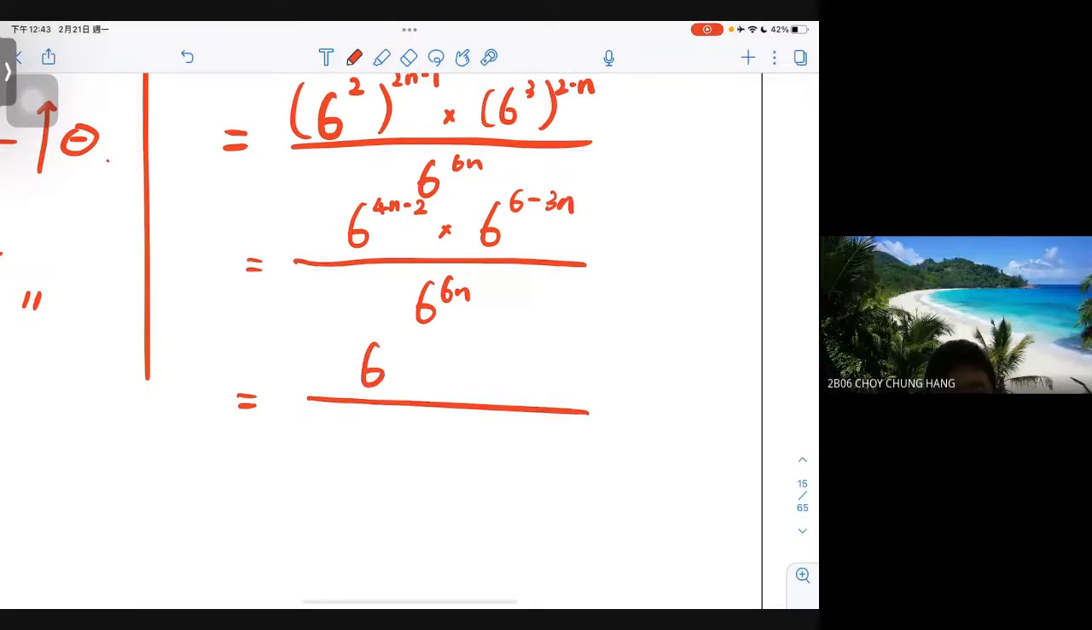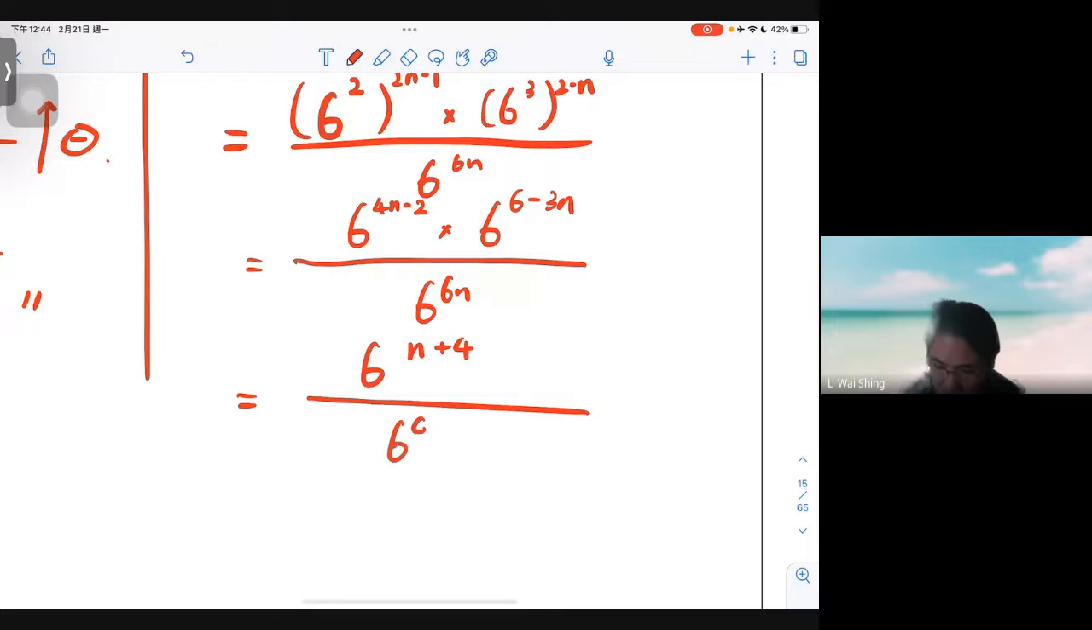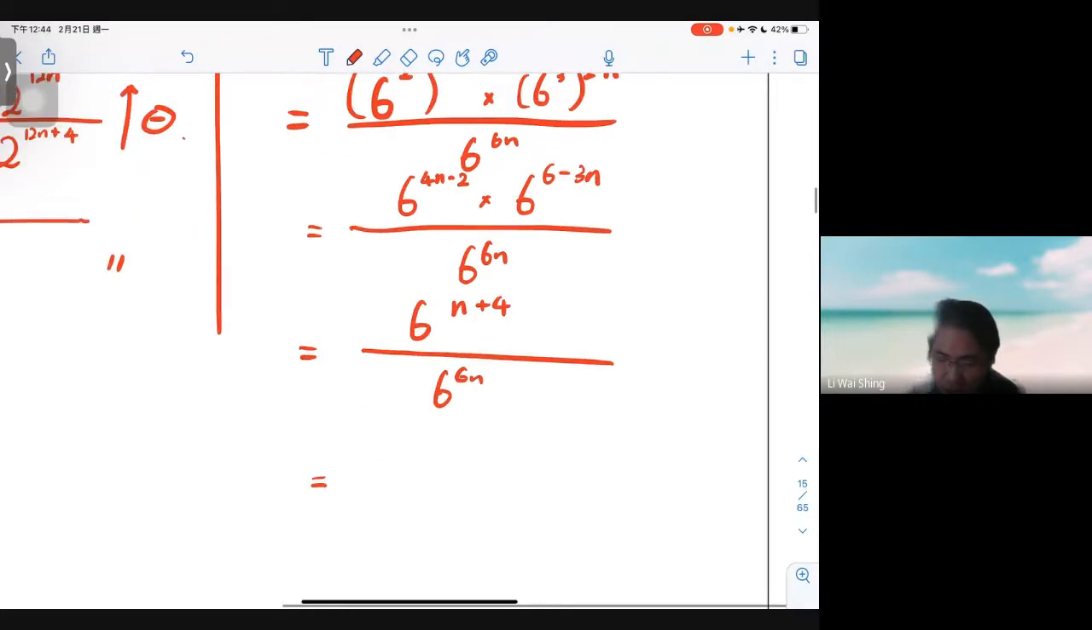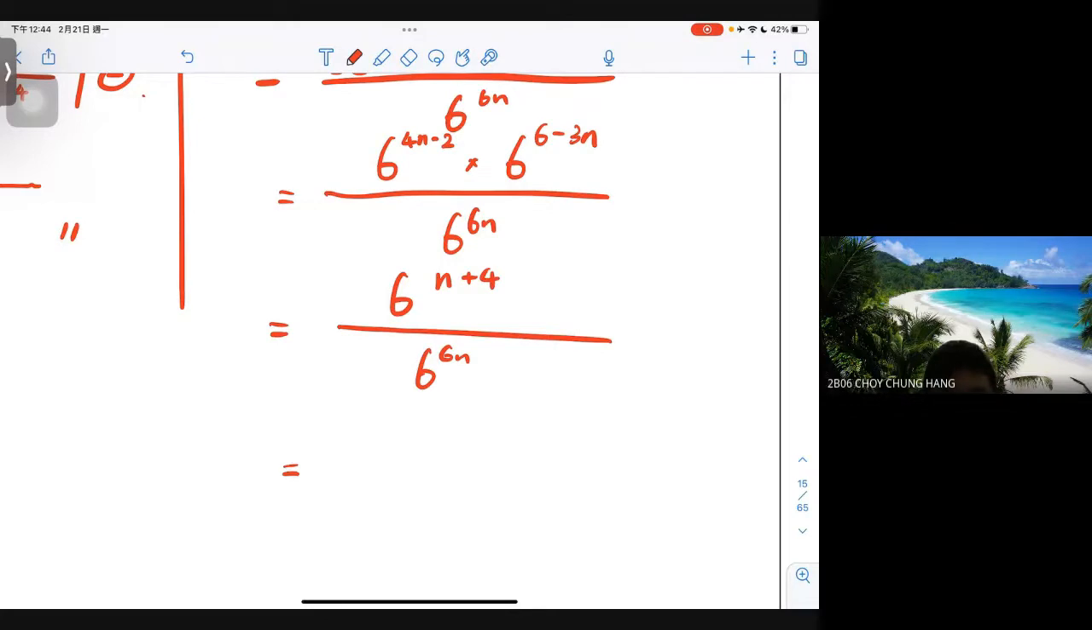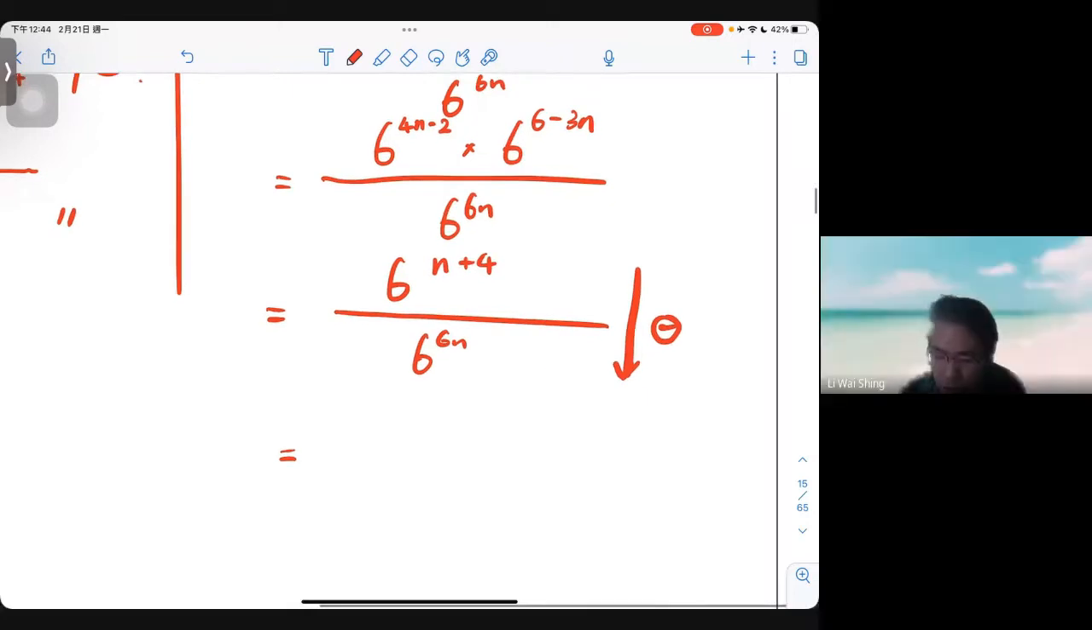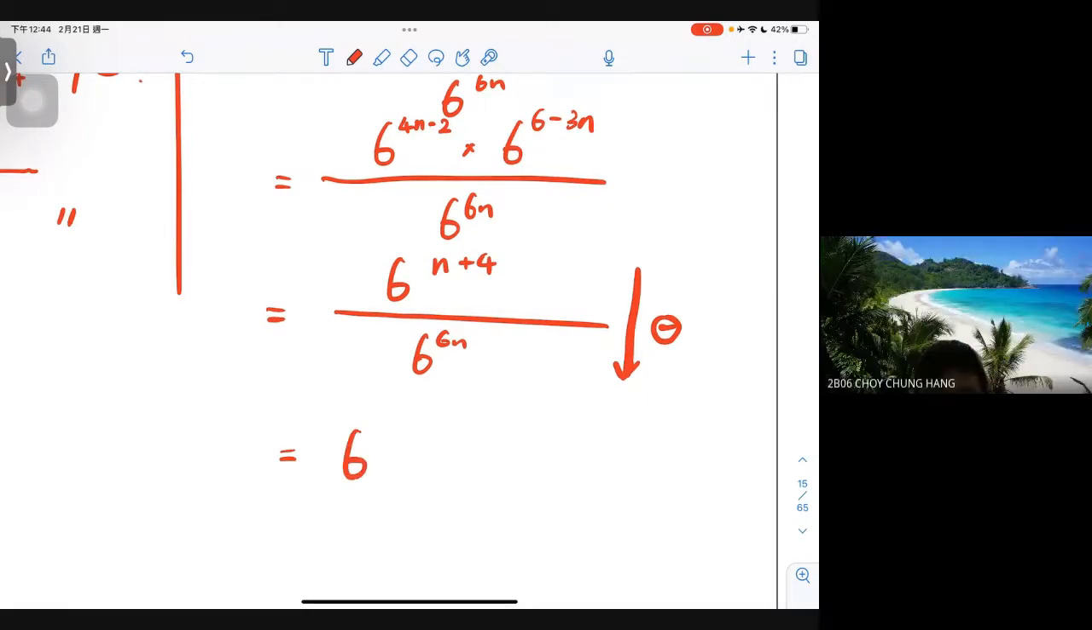6 to the power of n plus 4. No change in the denominator. Okay, so simplify it. Which one minus which one? The upper one minus the lower one. Okay, so what would it be? 6 to the power of 4 minus 5n.